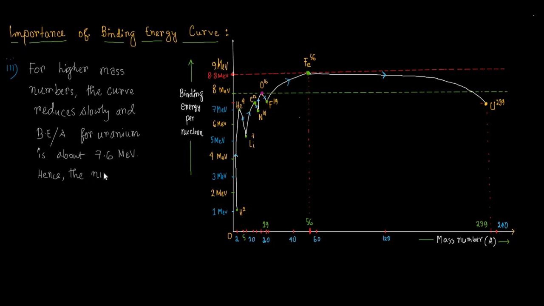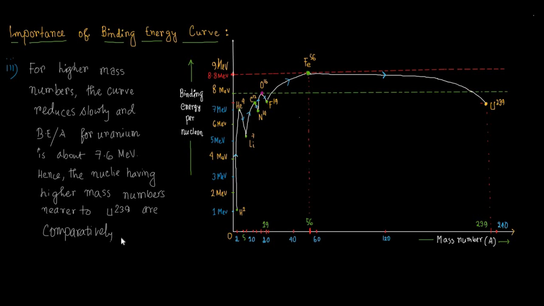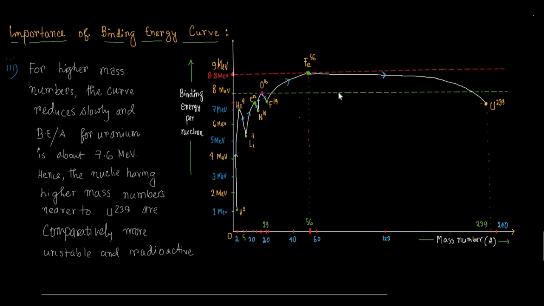Hence, the nuclei having higher mass numbers, nearer to uranium 239, or nearer to any isotope of uranium, are comparatively more unstable and radioactive. Of course, they should be radioactive elements.